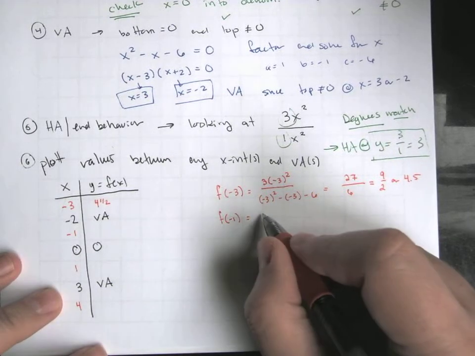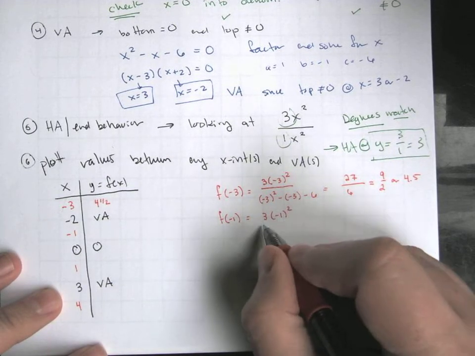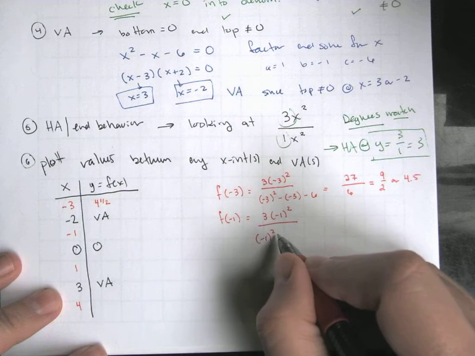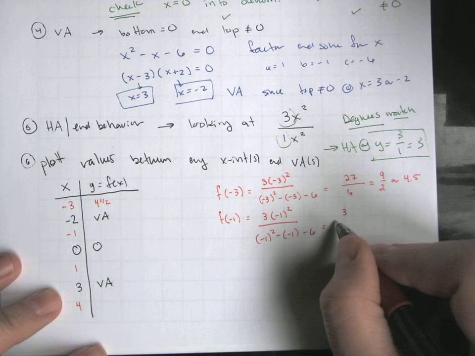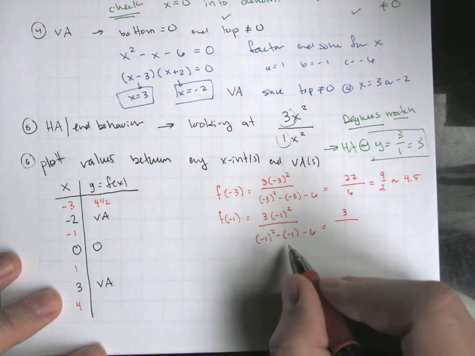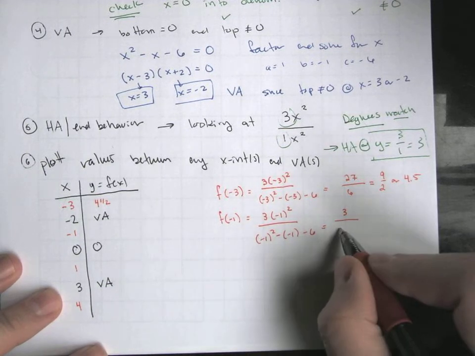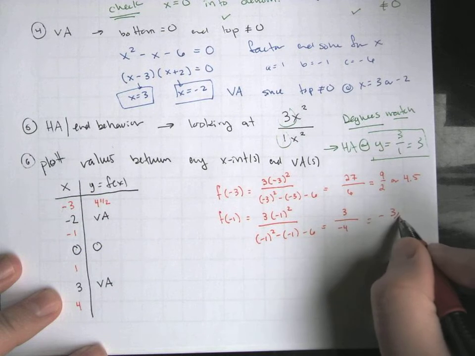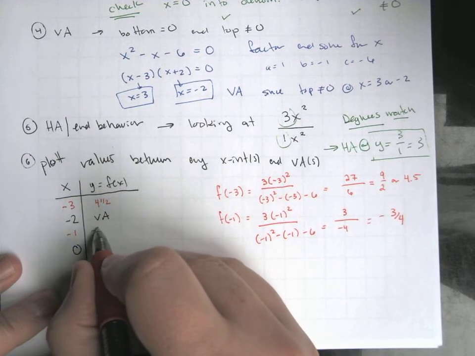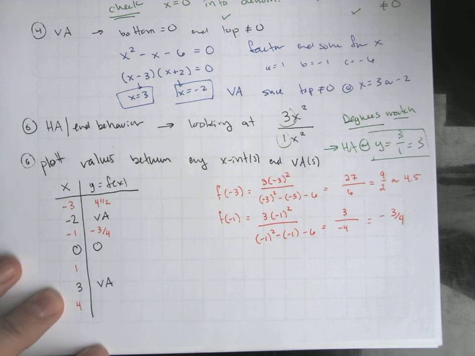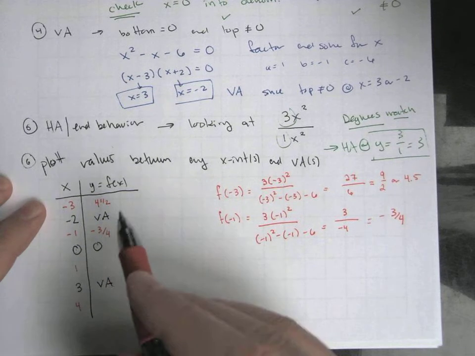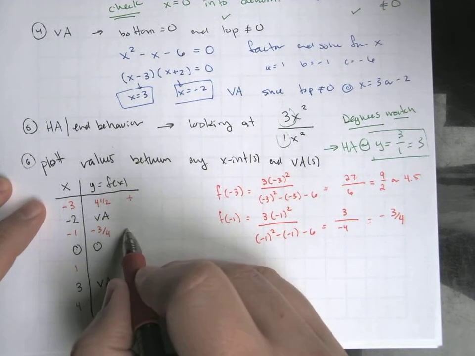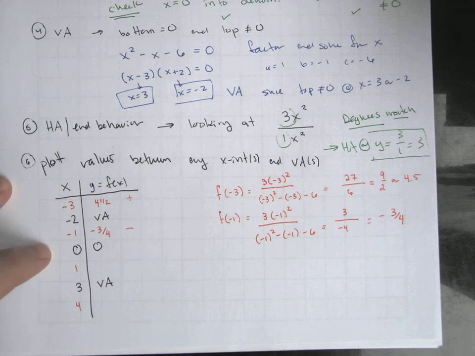If we do negative 1, we're going to get 3 times negative 1 quantity squared, negative 1 quantity squared minus negative 1 minus 6. This is going to be what? Positive 3 up top. 1 plus 1, right, is 2 minus 6, so minus 4. So negative 3/4. So the first section of the graph before we get that first asymptote is going to be up in the positive values, right? Positive here. This is going to be negative between negative 2 and 0.